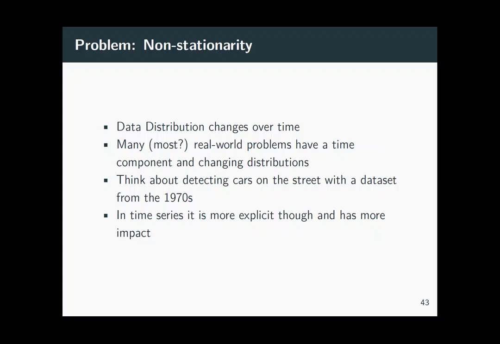It's funny, but if you think about it, many or even most real-world problems have a time component and changing distributions. Just think about developing an algorithm for detecting cars on the street, and you are given a data set from the 1970s. Cars looked very different in the 1970s, maybe even people look different, the streets look different. So there is this kind of concept drift over time in pretty much everything. But in time series, it's usually much more explicit and has more impact.